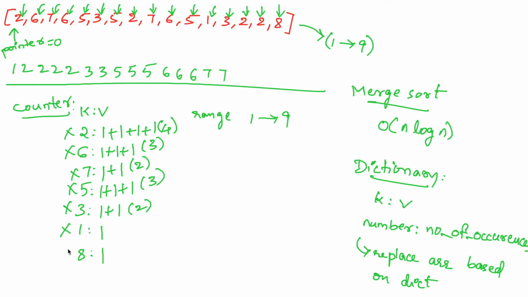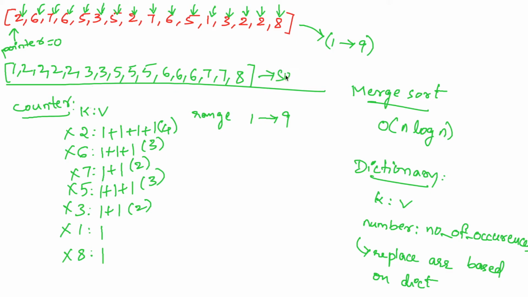Then the next element is 8, which is there only once, and the 9 is not available. So the array is now sorted. So the elements are 1, 2, 2, 2, 2, 3, 3, 5, 5, 6, 6, 7, 7, and 8. So the array is now sorted.